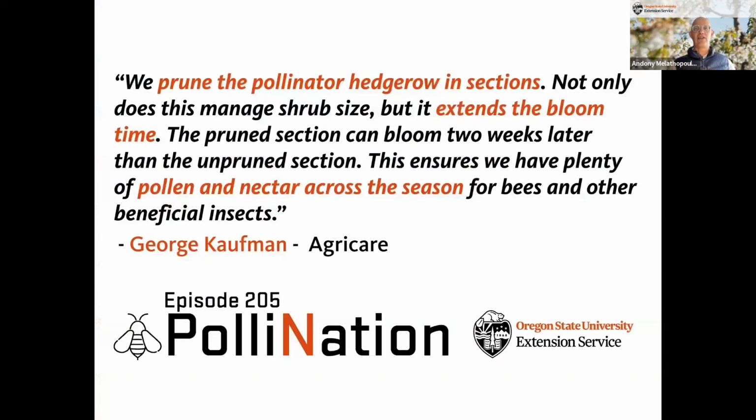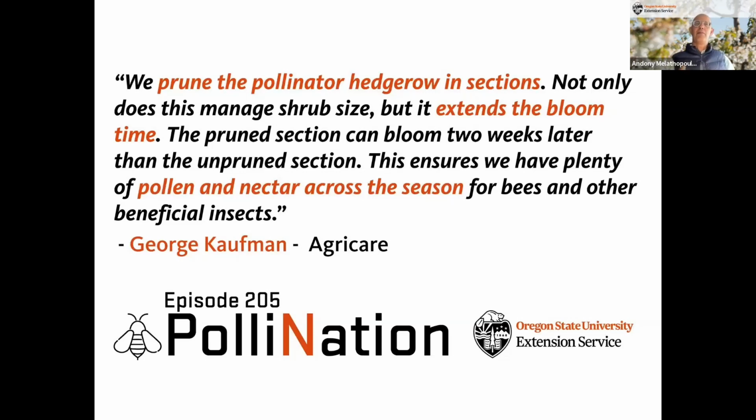So I have this podcast called PolliNation. And in the podcast, he said, we prune the pollinator hedgerow in sections. Not only does this manage shrub size, but it extends the bloom time. How does it extend the bloom time? Well, he says the pruned sections can bloom 2 weeks later than the unpruned section. This ensures we have plenty of pollen and nectar across the season for bees and other beneficial insects.